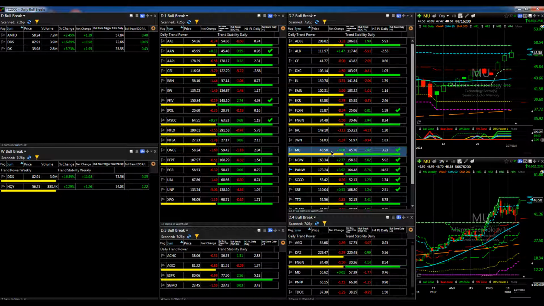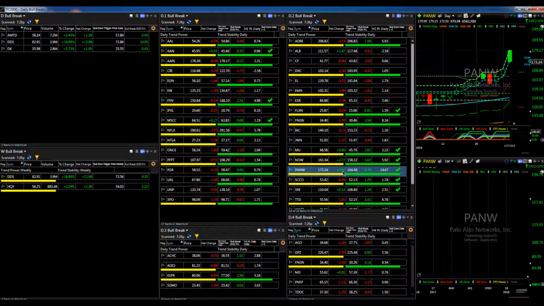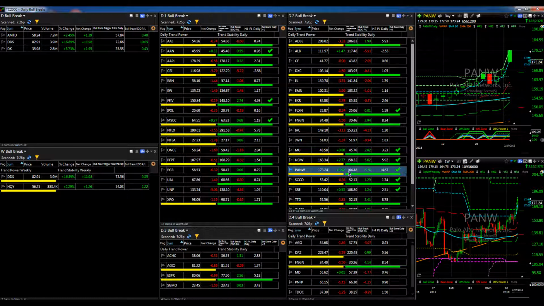Now, another good day here, 277 PANW. This had earnings. This was up by $10 this morning and came back down. So a little different there, but it's been on the list for 3 days because it broke in the bull zone back here. But we do caution about being involved in stocks going into earnings.